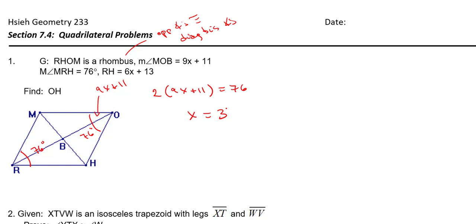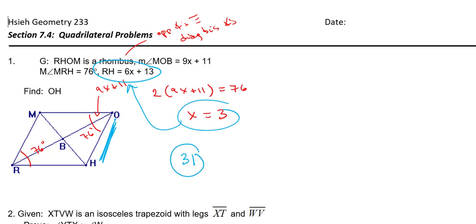And what we're looking for here is OH, which is the side of a rhombus. So we're looking for this side right here. And we know that all 4 sides are the same. So if I can find RH, then I know that I found OH. Okay, and RH I find by plugging in 3 right there. I get 31 for RH, but I know that OH and RH are exactly the same, so side length OH has got to be equal to 31.